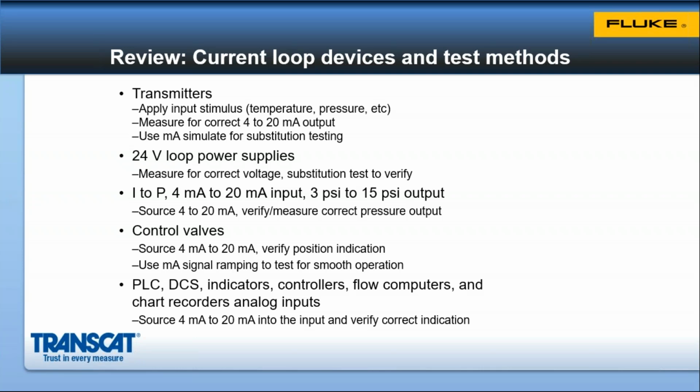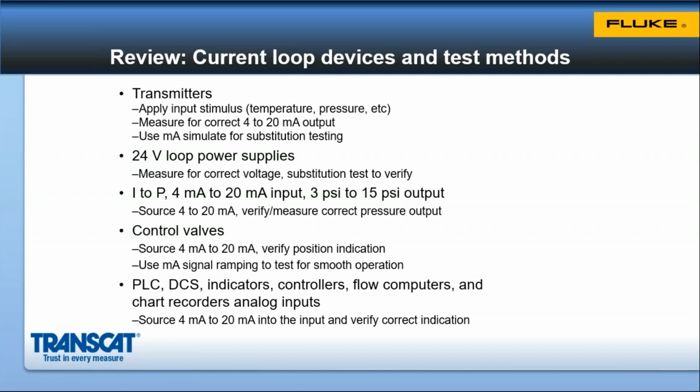24-volt loop power supplies, measure them for the correct voltage. If you think they're suspect, perform a substitution test using the loop power supply from a loop calibrator or other device. I to Ps, by generating a 4 to 20 milliamp signal on the input of the device and measuring the pressure on its output, you can verify if it's operating correctly.